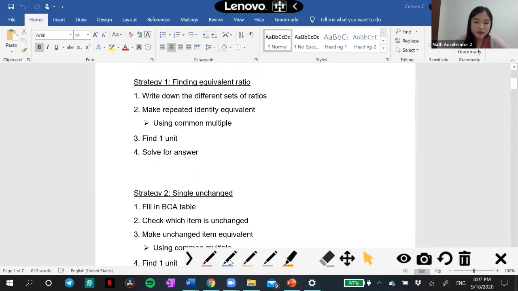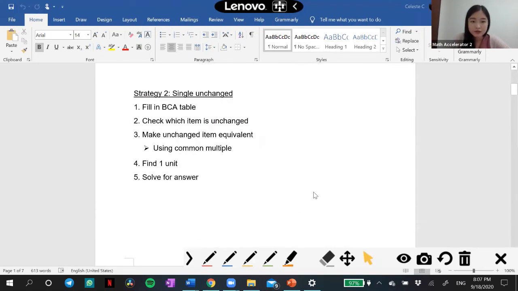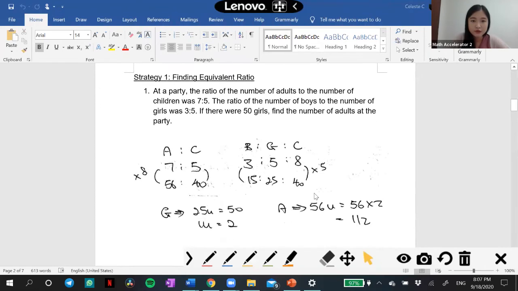Finding equivalent ratio. Step 1, write down the different sets of ratios that are given in the question. Step 2, make the repeated identity equivalent using a common multiple. Then find one unit and solve for the answer. So let's get into strategy 1 first.